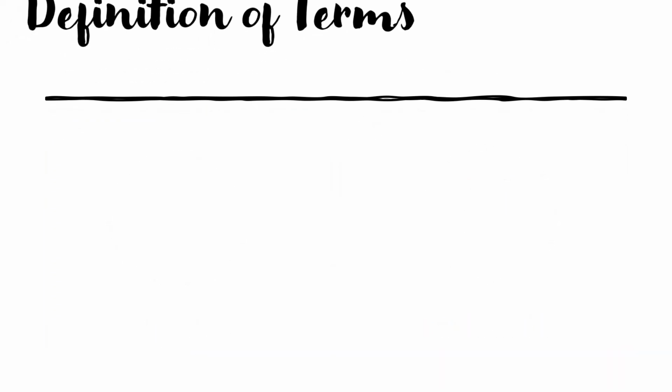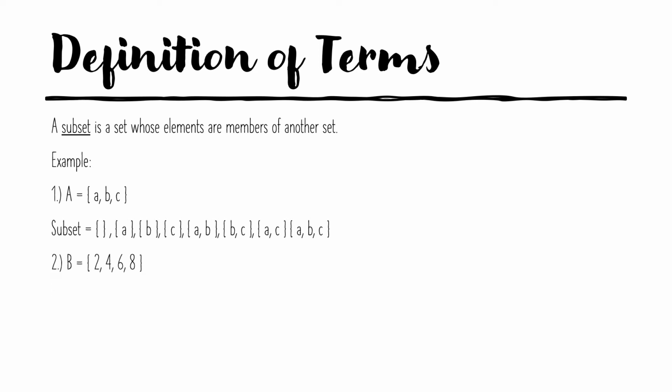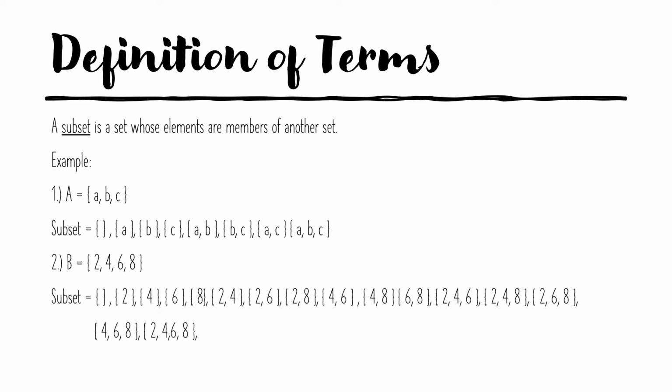Let's move on with the subset. A subset is a set whose elements are members of another set. Example, you are given set A wherein the elements are A, B, and C. The subsets are the null set, A, B, C, AB, BC, AC, and ABC. So those are the subsets of set A. Next example, we have set B. So we have 2, 4, 6, 8. And these are the different subsets.